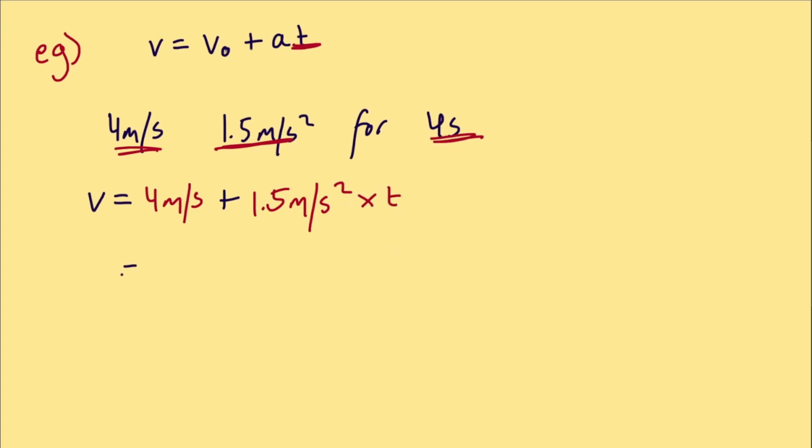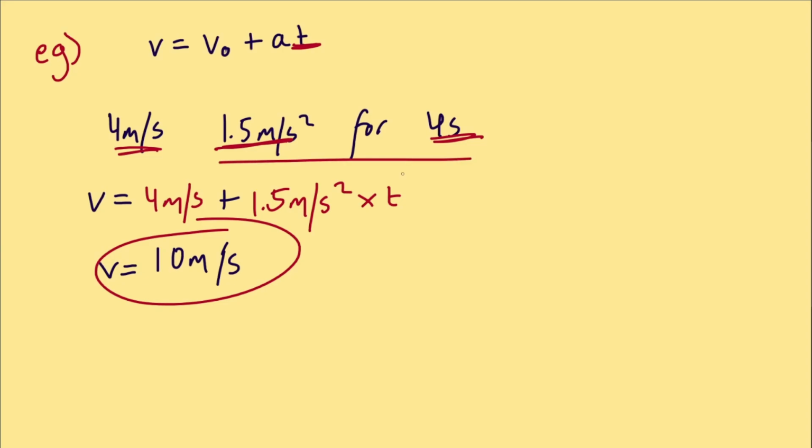Run your calculations and you get velocity is 10 meters per second. So after this quick acceleration period, he is skating at 10 meters per second. Now for the second equation. The second equation is for average velocity.